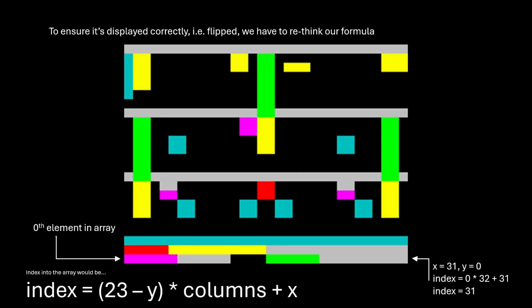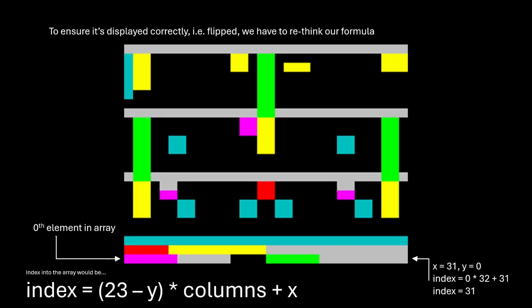So what's the formula for this? Well, the formula for this is a little bit more complicated, and it's down the bottom there. So the index is 23 minus y times columns plus x, and that's the only difference. To get to this one here, which was our last one in the previous formula where it was the normal way around, that would be 768, but this one here is actually index 31, which is basically the 0 starts here and then goes along in the x direction. And so that's what I'm coding up in this bit here.